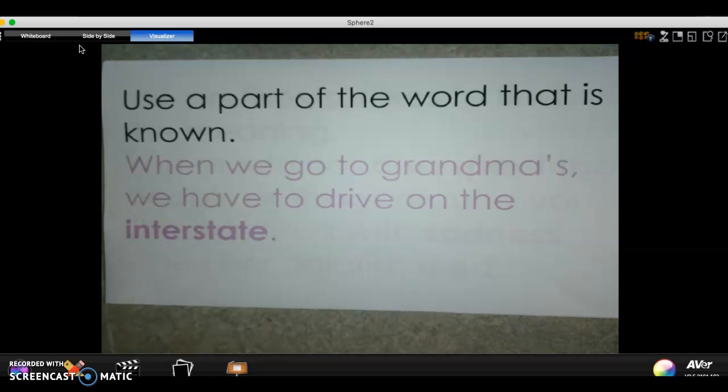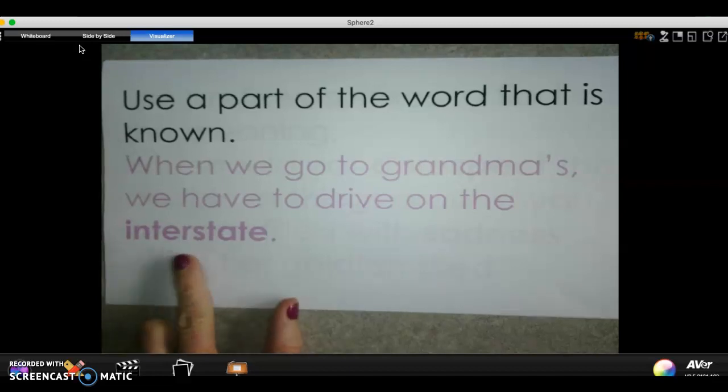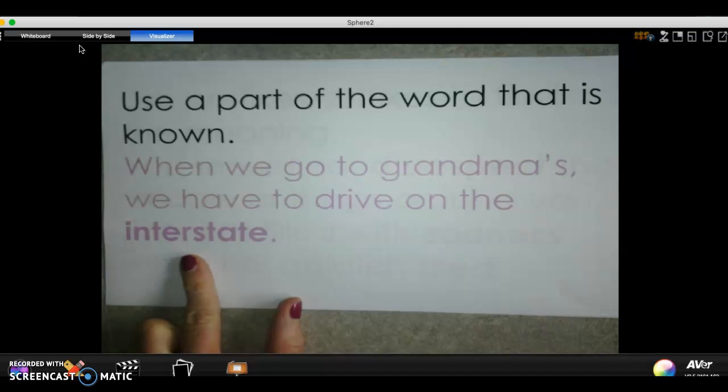Our first strategy is use a part of the word, the unknown word that you don't already know. Look at that word and see if part of that word is a part that you know. For example, in this sentence, when we go to grandma's, we have to drive on the blank. This word seems really long. It's 10 different letters. Well, let's ask myself what parts of it I already know.